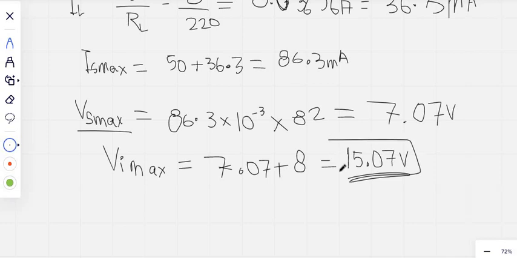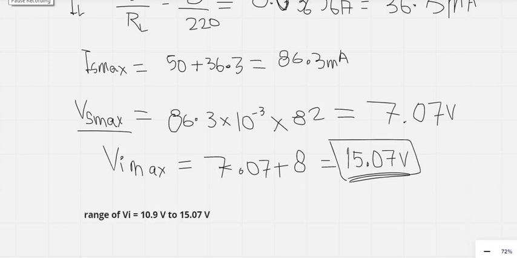So we have successfully calculated the range of power supply which is required. It's 10.9 volts to 15.07 volts. Let me summarize these values like this. This way we have calculated Vi, 10.9 volt minimum to 15.07 volt maximum.